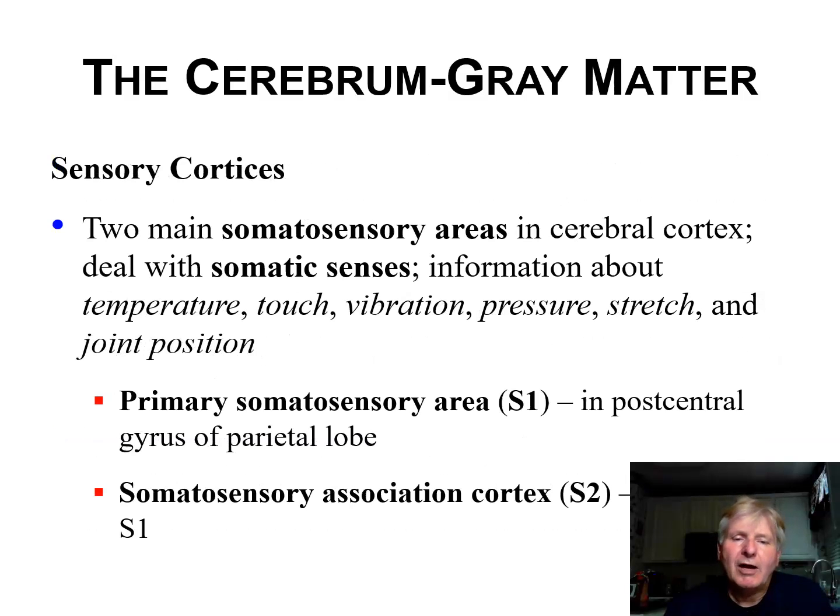You have two main somatosensory areas in the cerebral cortex, and these deal with your somatic senses. Somatic senses include information about temperature, touch, vibration, pressure, stretch, and joint position. Primary somatosensory area S1 is in your postcentral gyrus of the parietal lobe. Somatosensory association cortex S2 is basically just posterior to it, okay, to the S1.